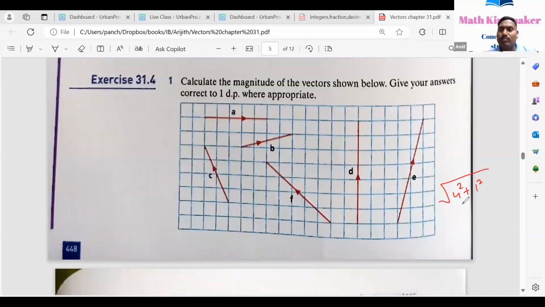Yes, sir, you must get this one. How are you telling it? It is 17, 16. Square root of 16. It is square root of 17. Very simple. What is the magnitude of c? So it's 4.1.